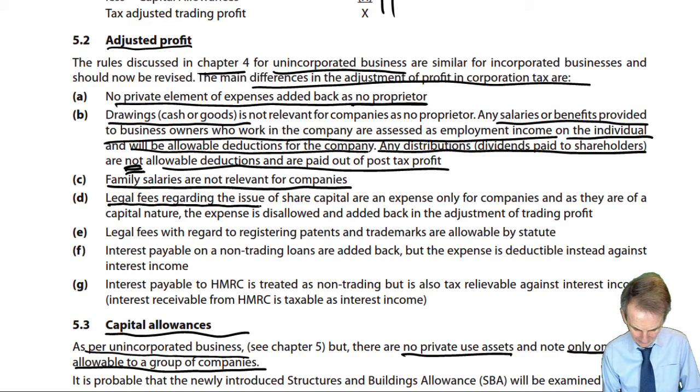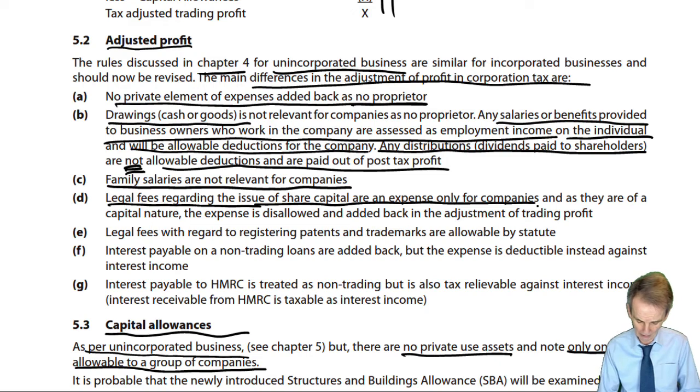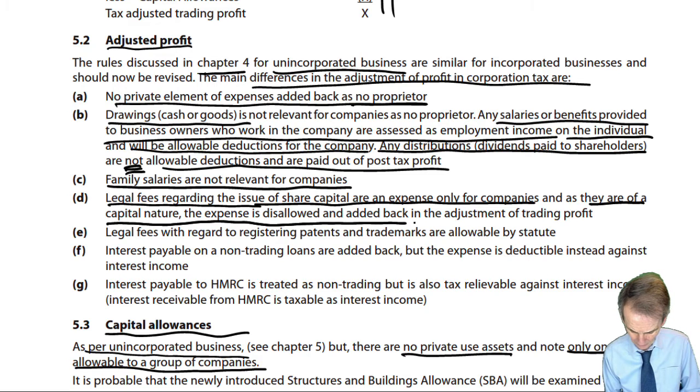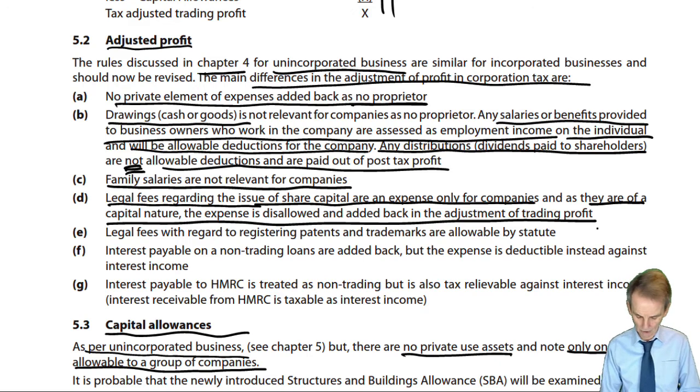Legal fees, again, are always an issue. Was it a revenue expense or was it a capital expense? That was the issue. Well, here, of course, this is a company. So regarding the issue of share capital, obviously unincorporated traders don't have share capital. It's not an issue there. But it is for companies, only for companies. And as they are of a capital nature, the expense, of course, is disallowed. And anything you disallow is added back in your adjustment of profit process.